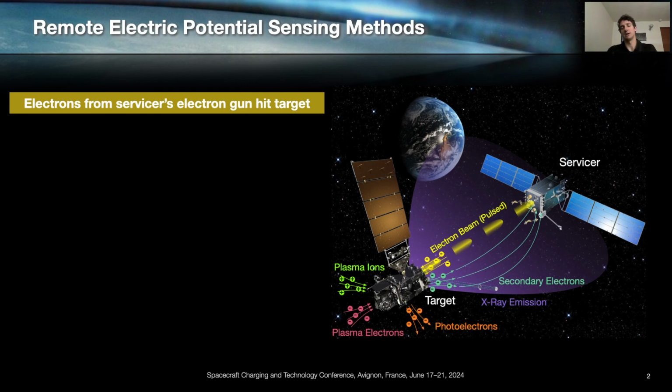Our lab has done quite some work on remotely estimating the electric potential of a nearby space object, such as a neighboring spacecraft, for example. We've worked on two methods, and both are based on emitting an electron beam from a servicing spacecraft and aiming that electron beam at the target spacecraft. As the electrons from the electron beam impact the target object, they give us information about the electric potential.